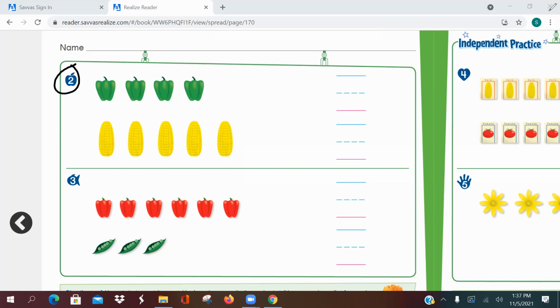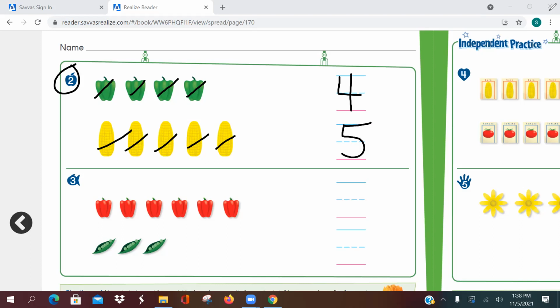Let's look at number 2. We're going to count the vegetables in each group. Then we're going to write the number to tell how many, and we're going to draw a line from each vegetable in the top group to a vegetable in the bottom group. Let's count. 1, 2, 3, 4. Let's write 4 bell peppers. Now let's count the corn. 1, 2, 3, 4, 5. So we have 5 ears of corn.